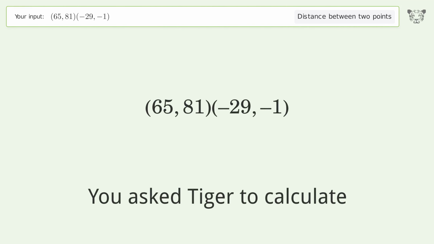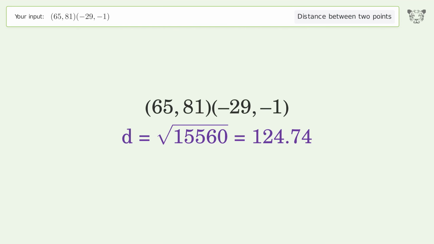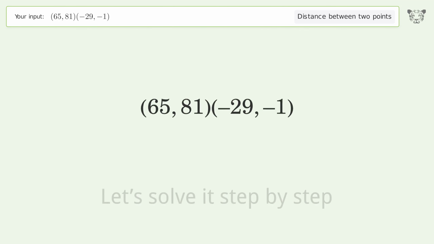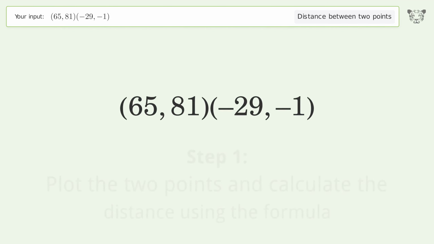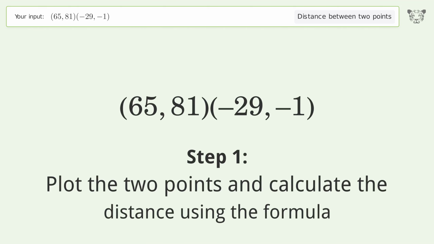You ask Tiger to calculate. This deals with the distance between 2 points. The distance between the 2 points is the square root of 15,560, or 124.74. Let's solve it step by step. Plot the 2 points and calculate the distance using the formula.